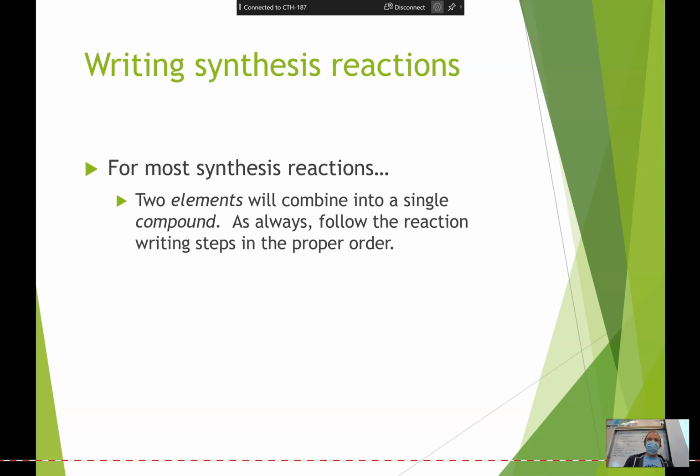And we're going to follow the steps in the proper order, meaning really what we're going to think about is, we're going to look at these elements and we're going to ask ourselves, in what way would these combine? What would be the formula when these things combine into a chemical compound? So I'm going to show you some examples here.